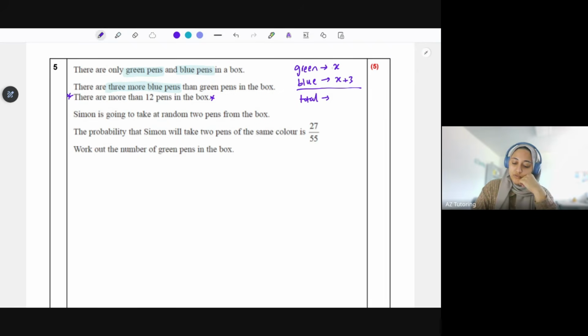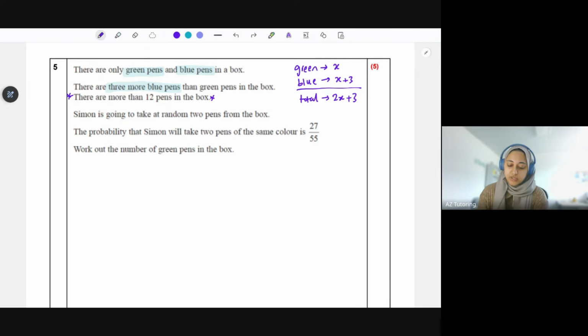So if we know the number of green is x and we know blue is x plus 3, surely the total of this is going to be adding these two together. So x plus x is 2x, and then we've got 3. So our total is 2x plus 3. Same as last time, but we just had a little bit of a riddle to figure out there.